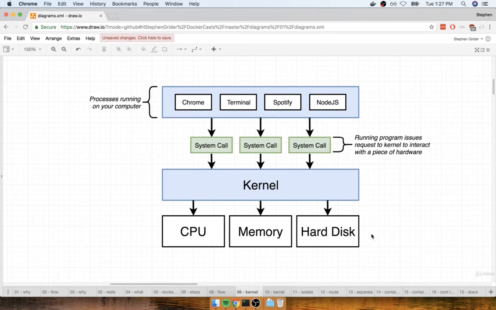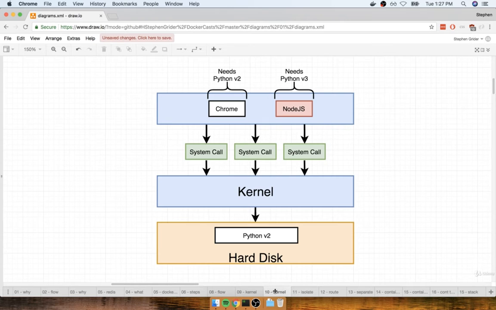Now, thinking about this entire system, I want to pose a kind of hypothetical situation to you. I want you to imagine for just a second that you and I have two programs running on our computer. Maybe one of them is Chrome, like Chrome the web browser, and the other is Node.js, the JavaScript server-side runtime. I want you to imagine that we're in a crazy world where Chrome, in order to work properly, has to have Python version 2 installed, and Node.js has to have version 3 installed.